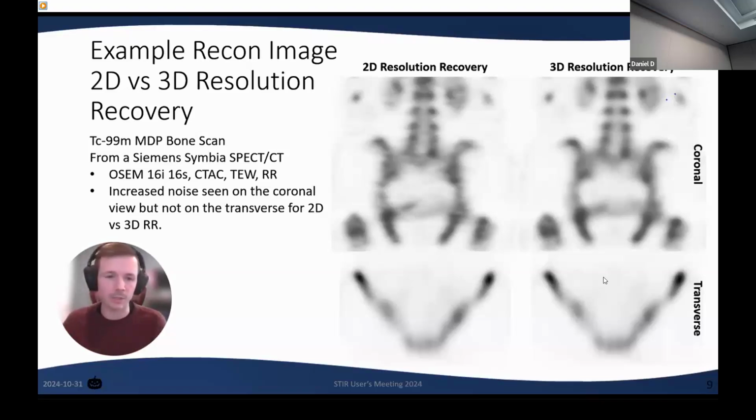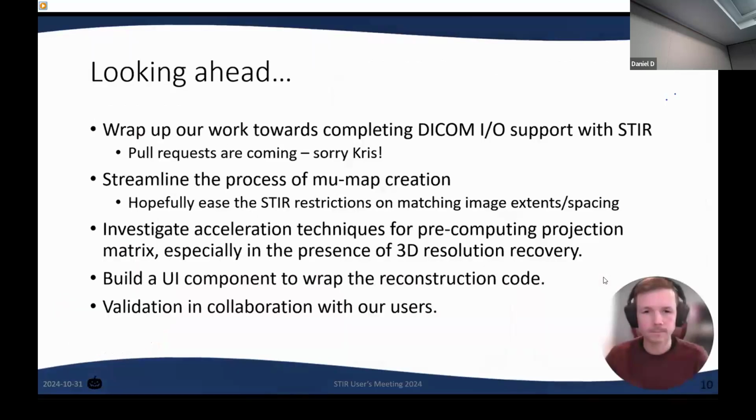But as I mentioned earlier at the outset of the talk, the 3D resolution recovery implementation can be quite slow. And so this is something that we're looking at trying to incorporate some acceleration techniques into the computation of the projection matrices when resolution recovery factors are being incorporated, to see if we can accelerate that and speed it up so it's not a barrier for use. So with that, that really brings me to the end of my presentation.